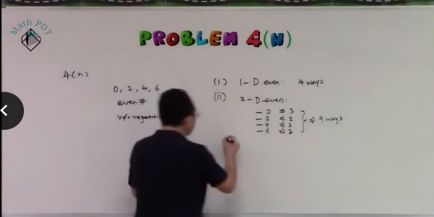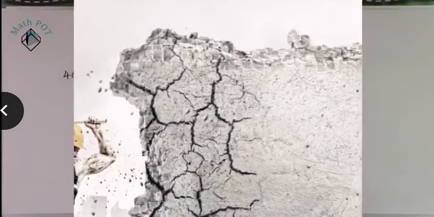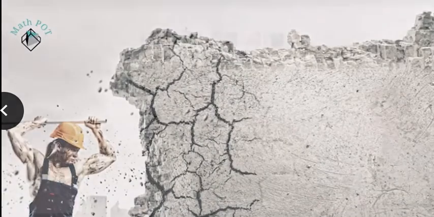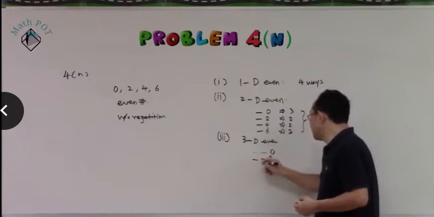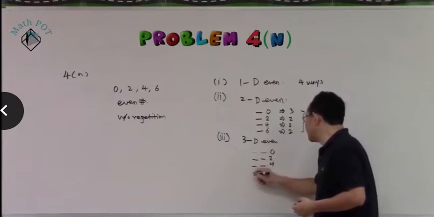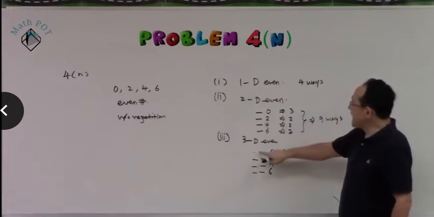Continue. Let's figure out the 3-digit even numbers. The best way is still to break down into smaller casework. Consider the last digit being 0, then 2, then 4, then 6. For the first case, it's very clear. For the first digit, we have 3 ways.